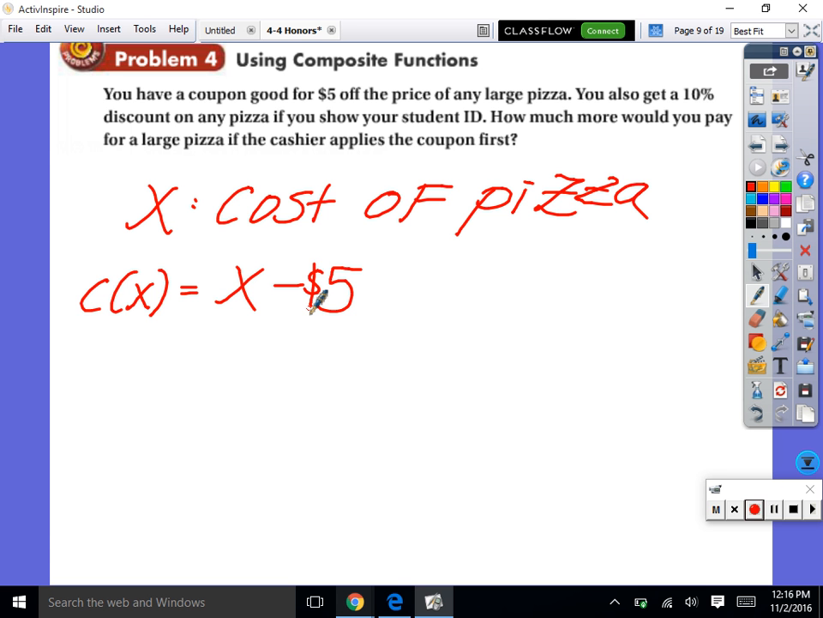This next part tends to get people. You also get a 10% discount on any pizza if you show your student ID. So let's do student ID. I'm going to do I, a function of I. So what would be a function for that? Let's pretend you don't have the $5 off. You only get the 10% discount.